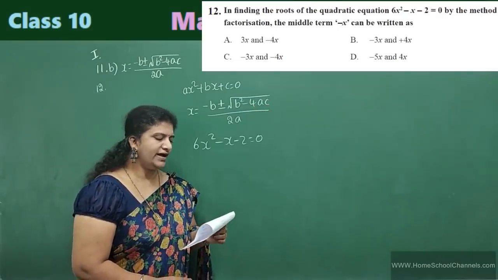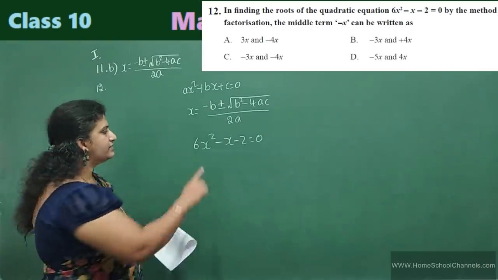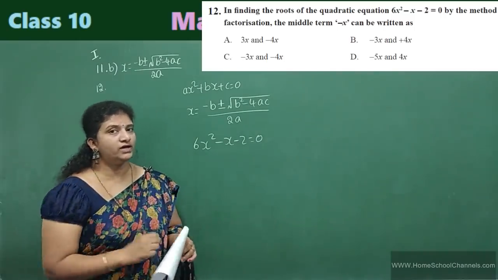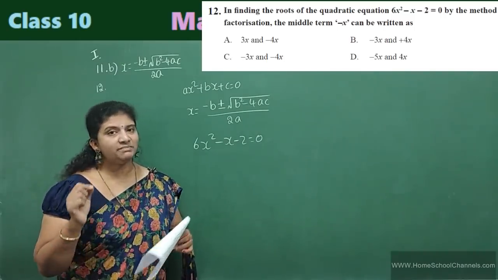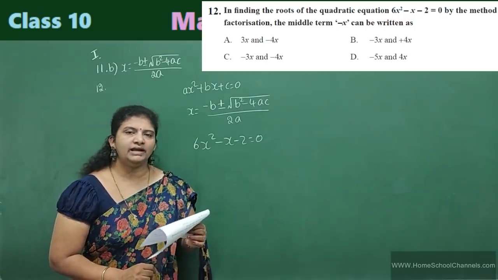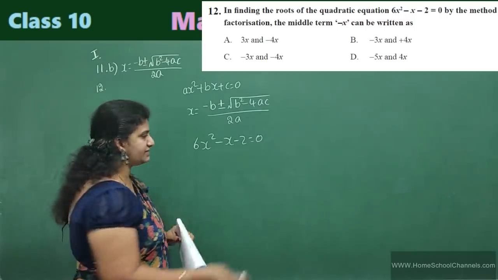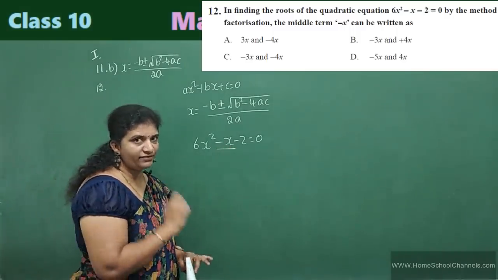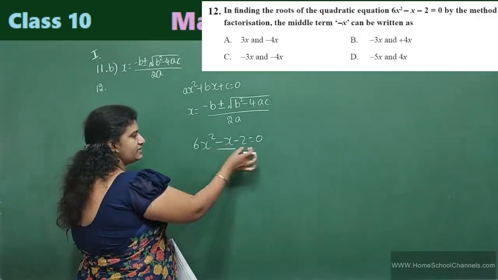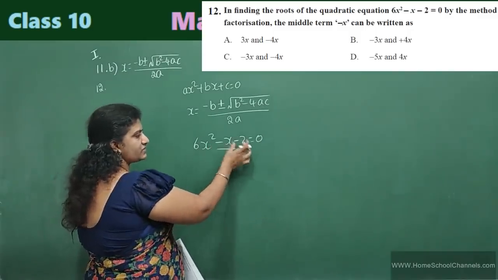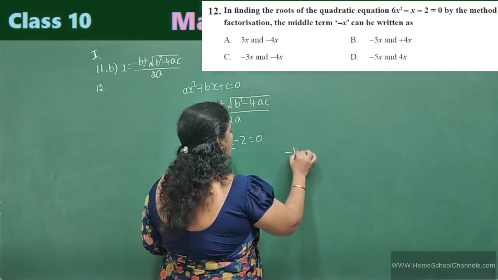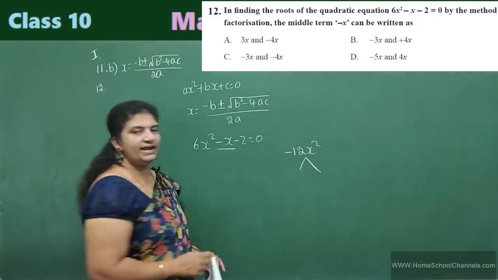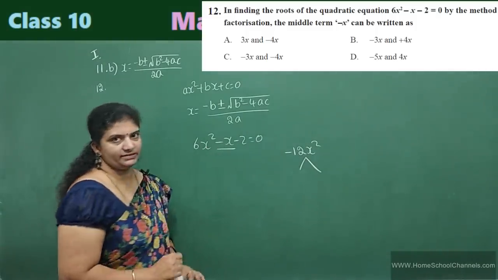12th one, in finding the roots of the quadratic equation 6x square minus x minus 2 equal to 0 by the method of factorization, the middle term minus x can be written as. How can you split this minus x? How do we do it in the factorization method? We multiply this and this. That is, 6x square into minus 2 will be minus 12x square. Split minus 12x square in order to get minus x.